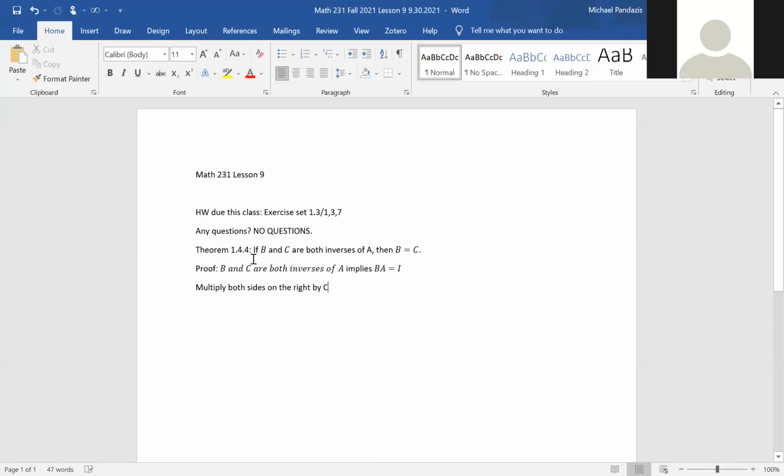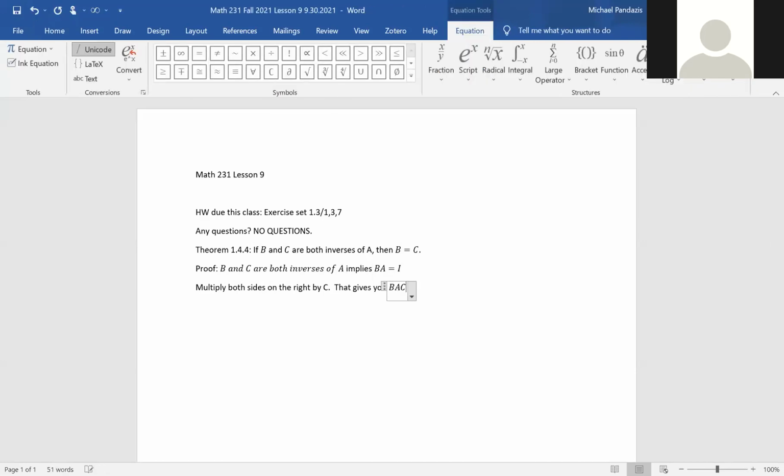I'm talking about theorem 1.4.4. If B and C are both inverses of A, then B equals C. So I'm proving this now. B and C are given to be both inverses of A. And so that implies B is an inverse of A, and so BA equals I. Now multiply both sides on the right by C. That gives you that BAC is equal to IC, which equals C.